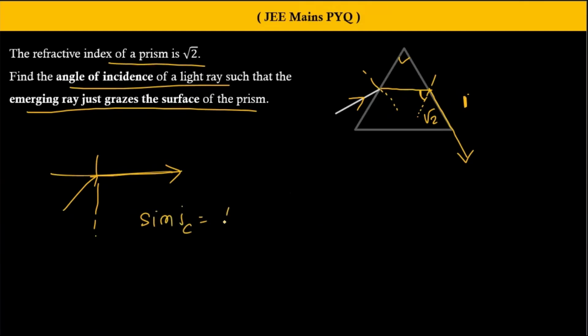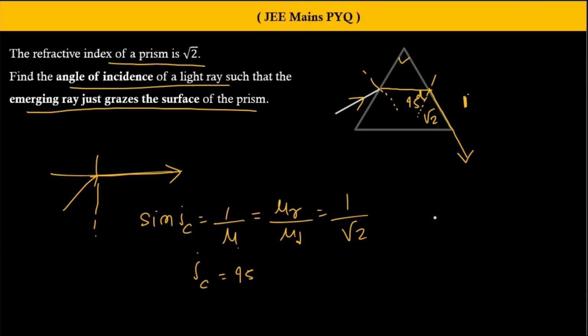sin iC, what will that be? 1 by mu. I mean, you write it like mu rarer by mu denser. Mu rarer is 1, so 1 by mu I wrote, and this is 1 by √2. So iC is equal to 45. This is your 45.